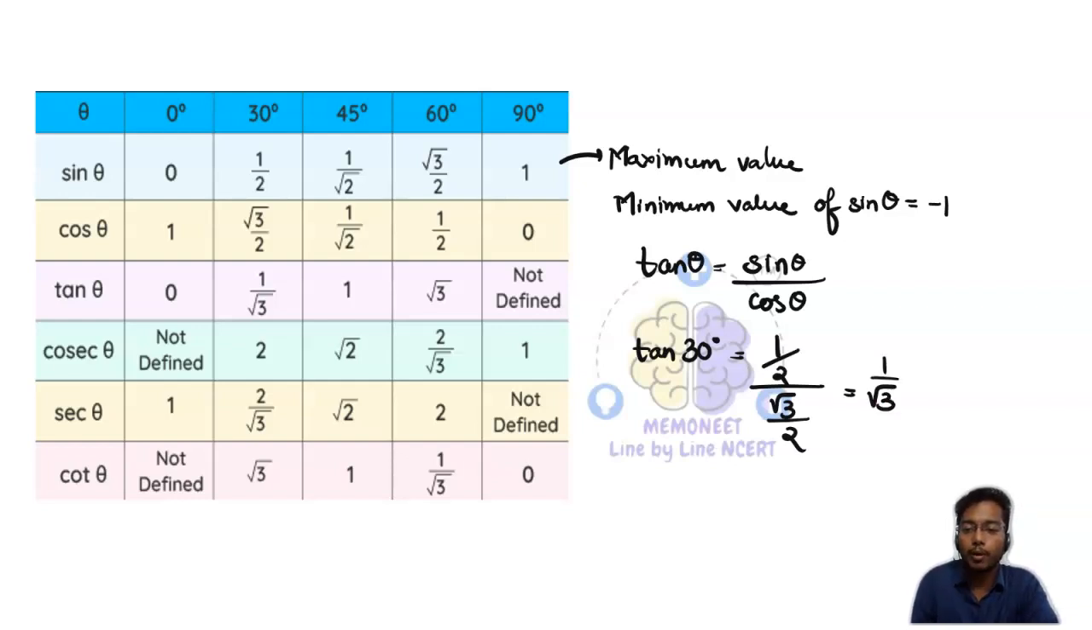Or we can memorize it. Tan 0 is 0, tan 30 is 1 upon root 3, tan 45 is 1, tan 60 is root 3, and tan 90 is not defined because the denominator, that is cos 90, is 0. Anything in the denominator being 0 will be not defined. Okay. So cosec is just reciprocal of sine theta, and sec theta is just reciprocal of cos theta, and cot theta is the reciprocal of the tan theta.